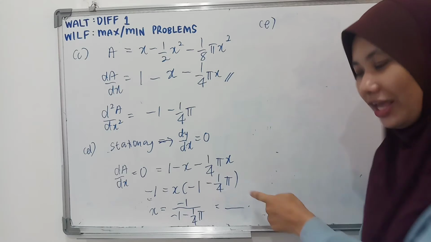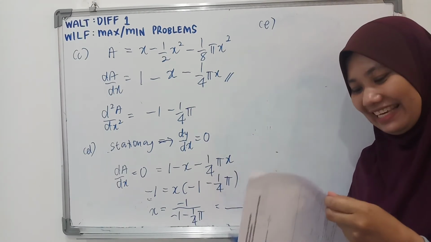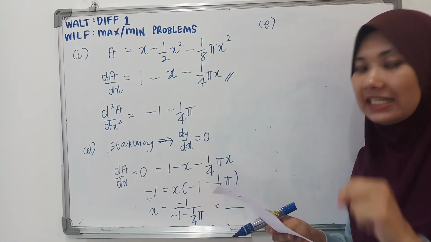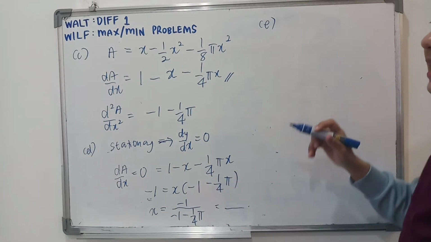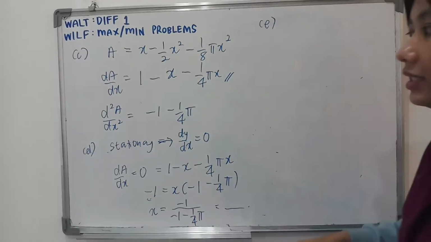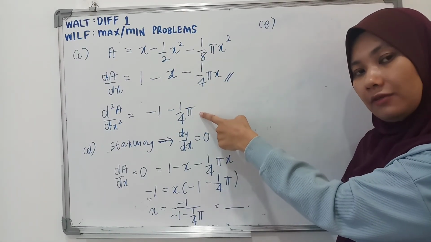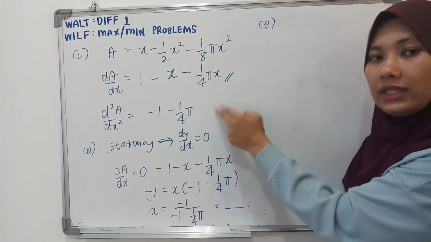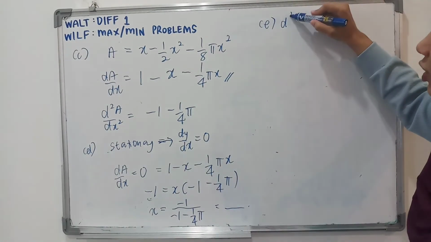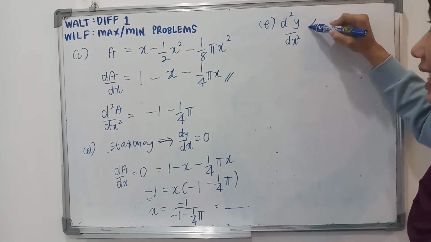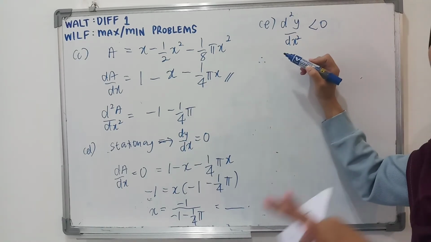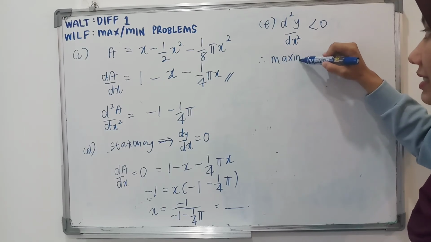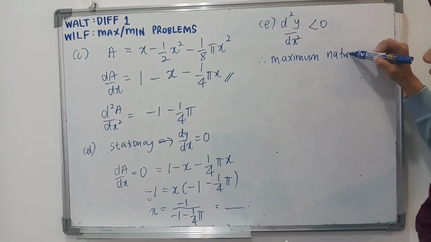For part E, determine the magnitude and nature of this stationary value. Determine the nature: how to determine? By finding the second derivative. Is this value positive or negative? Negative, right? You press your calculator, you will get a negative value. So d squared y over dx squared less than 0 simply means, what is the nature? Less than 0 means it is a maximum. Maximum nature. Okay, settle.